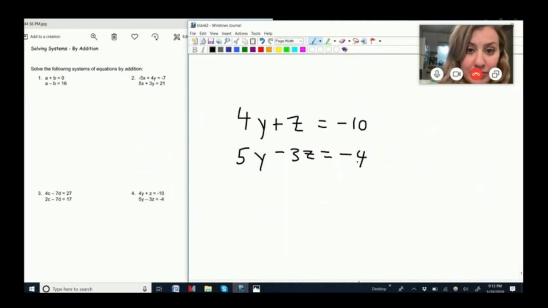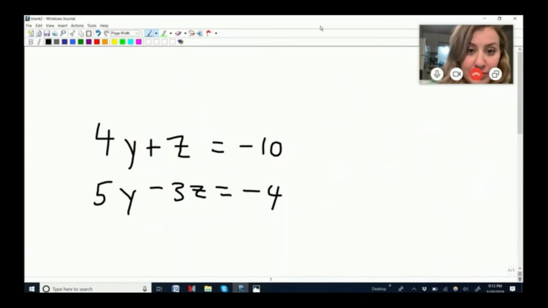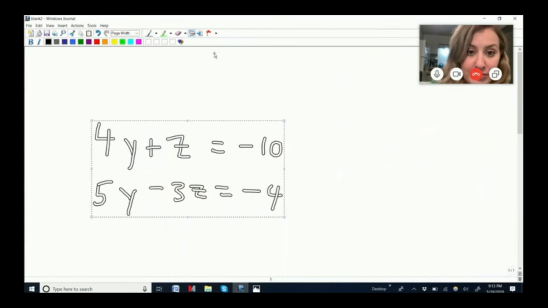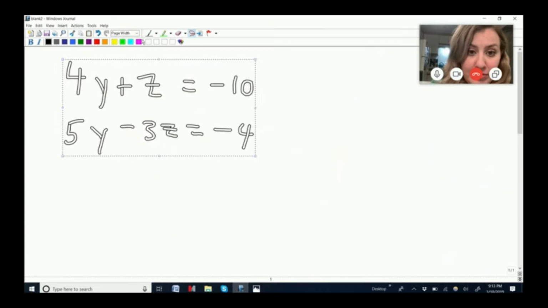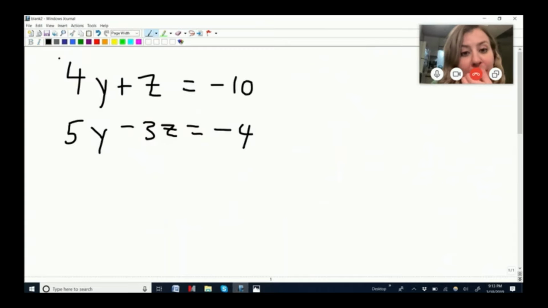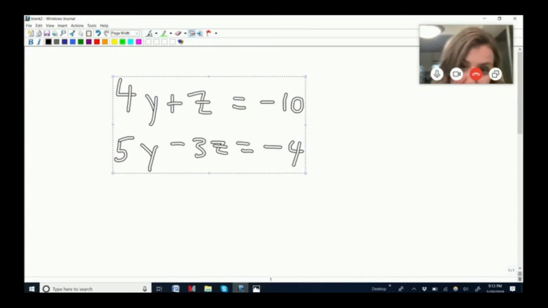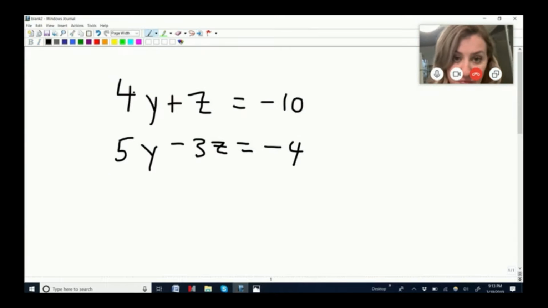Now this one's tricky. No pressure if it's tricky and you need a hint. I'm going to give you a hint, but I do want to give you a moment to think about it. Now, this is my weird handwriting. That's a z. That's a negative 3z. Now, I guess my question to you is, which one would you like to eliminate? Would you like to eliminate y, or would you like to eliminate the z?